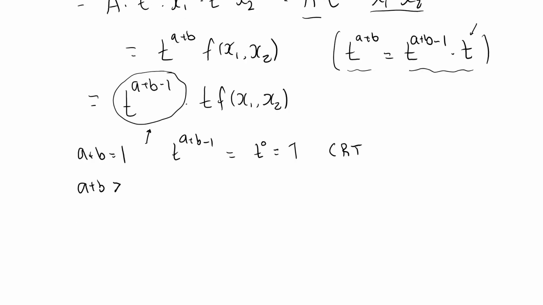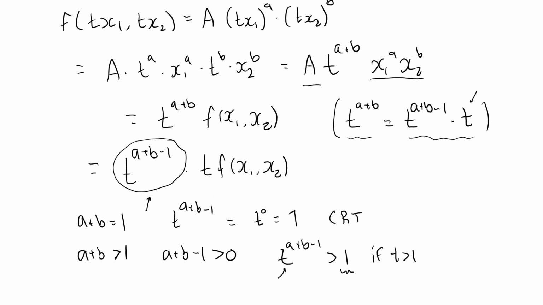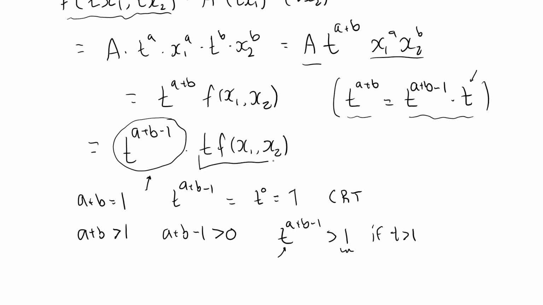If a plus b is greater than 1, then a plus b minus 1 is greater than 0. Well, that means that t raised to a plus b minus 1 is greater than 1 if t is greater than 1. If you pick the base to be greater than 1 and the exponent is strictly positive, you must get a number which is strictly greater than 1. That means that this expression here, my new production level, must be greater than t times my old production level. So we have increasing return to scale in this case.